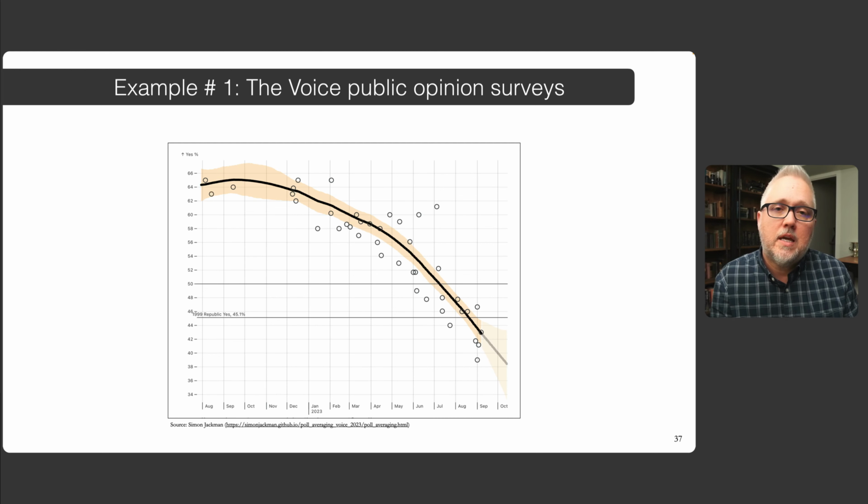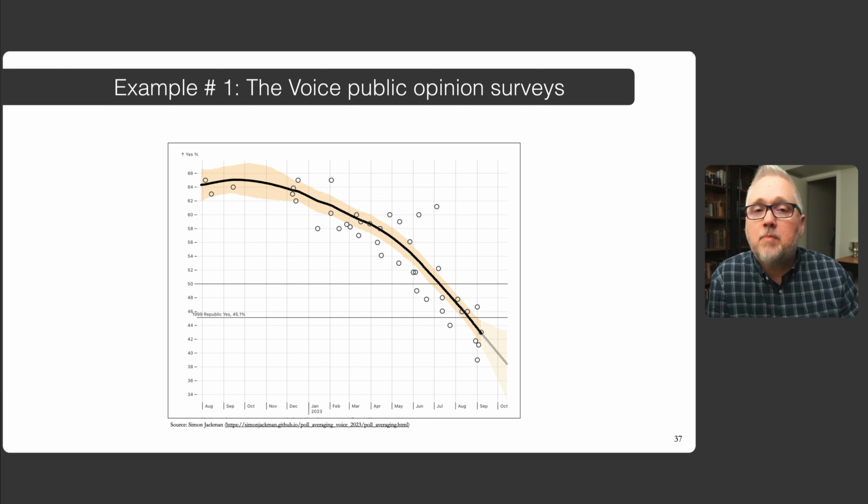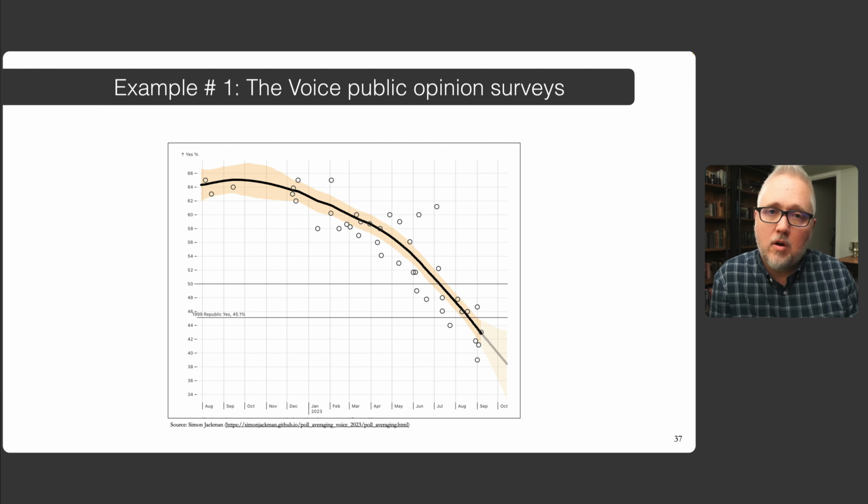The first example is the voice referendum. Simon Jackman at the University of Sydney has this great GitHub website where he posts information and aggregates polls from different sources to try to understand the trajectory of polling over time, as well as to get information from previous polls and pool it with the newer polls to try to understand how confident we are likely to be as to how the larger population feels about a particular issue or the likelihood of voting for or against a specific issue.